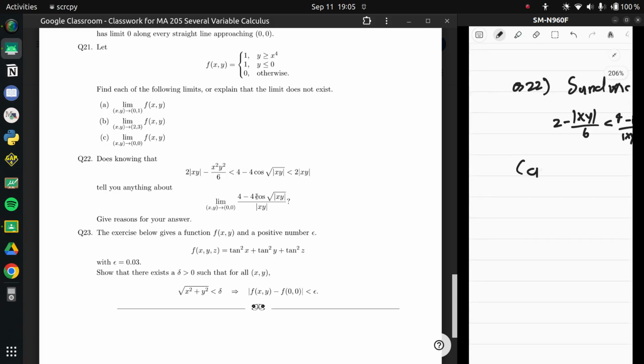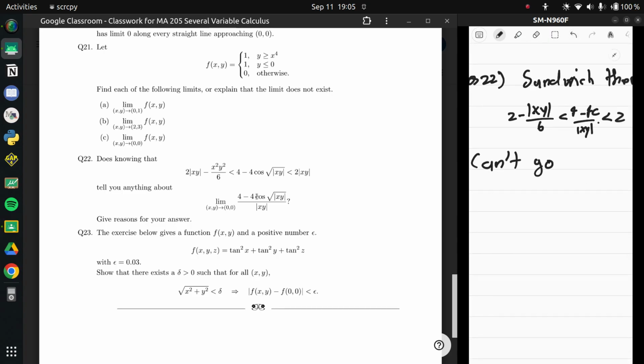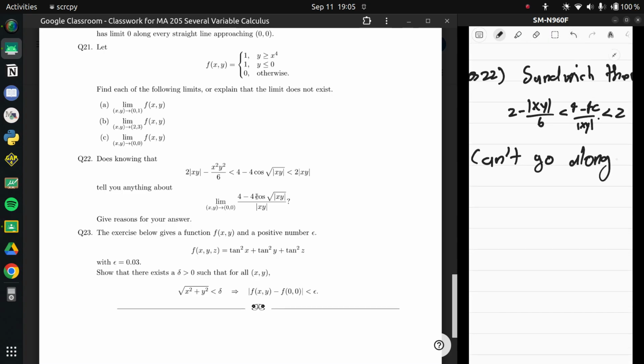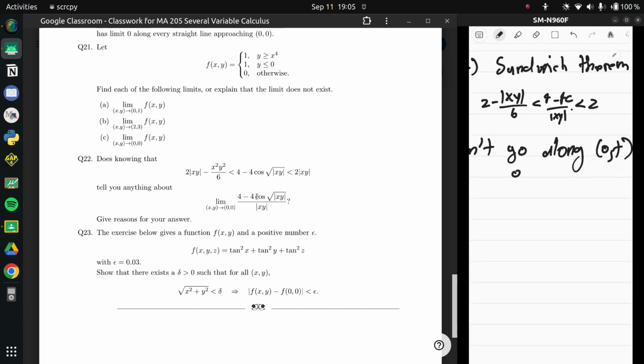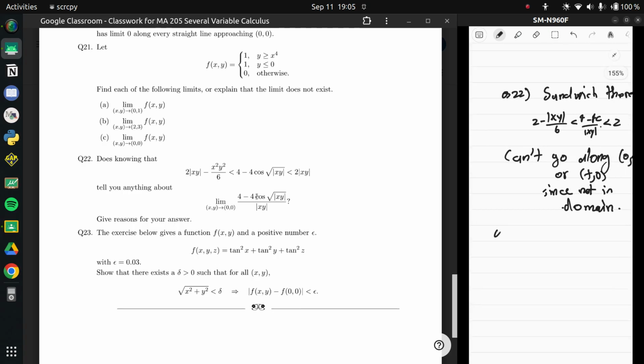Can't go along the path since it's not in the domain, right? That makes sense. Question 23.